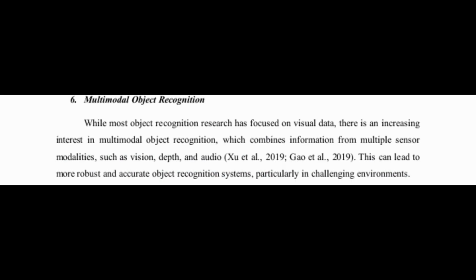Number 6. Multimodal object recognition. While most object recognition research has focused on visual data, there is increasing interest in multimodal object recognition, which combines information from multiple sensor modalities such as vision, depth, and audio. This can lead to more robust and accurate object recognition systems, particularly in challenging environments.